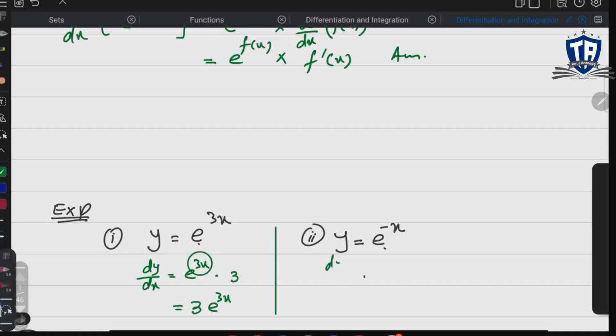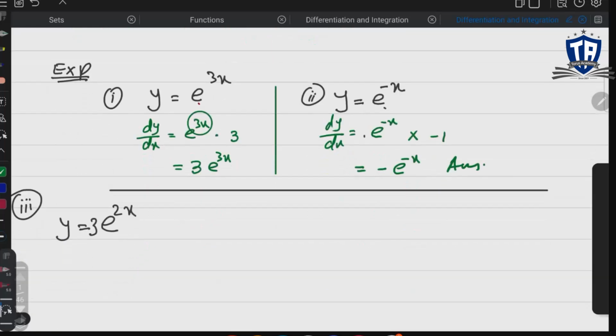In this example, y is equal to e power minus x. When you are taking the derivative of such an exponential function, you write the whole function as it is, then put a multiplication sign and take the derivative of the power, which is minus 1. So the simplified answer is minus e power minus x.